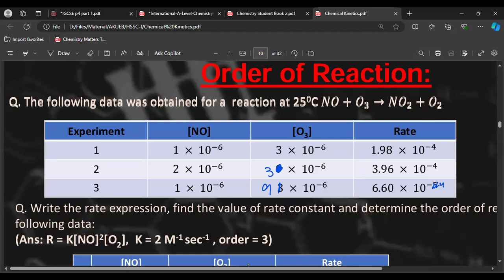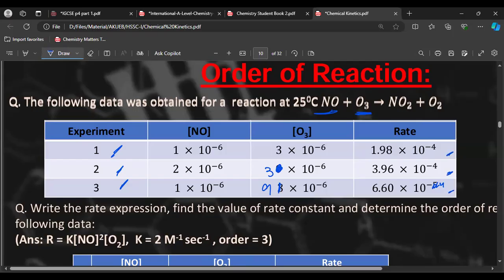Yes, sir. You see, NO and O3 are here. I just found this question at the earliest in this file, the first question here. So this is basically the value. You see the three experiments are happening here, and in these three experiments, we are changing the concentrations of NO and O3. Okay. And we are observing the change in the rate of reaction as well.